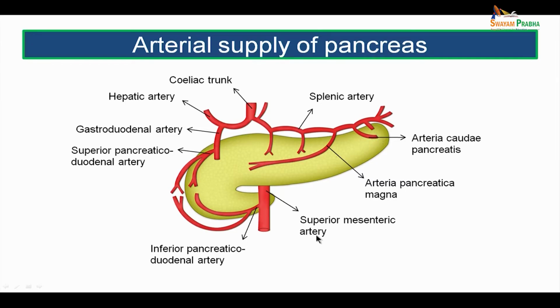So, this picture again shows us the arterial supply of pancreas, head and neck receiving blood from the dorsal and ventral anastomosis between the superior pancreaticoduodenal artery and inferior pancreaticoduodenal artery. Body and tail receiving blood supply from branches of splenic artery. Two named branches, arteria pancreatica magna, which accompanies the major pancreatic duct, and arteria caudae pancreatis, which supplies blood to the tail of the pancreas.